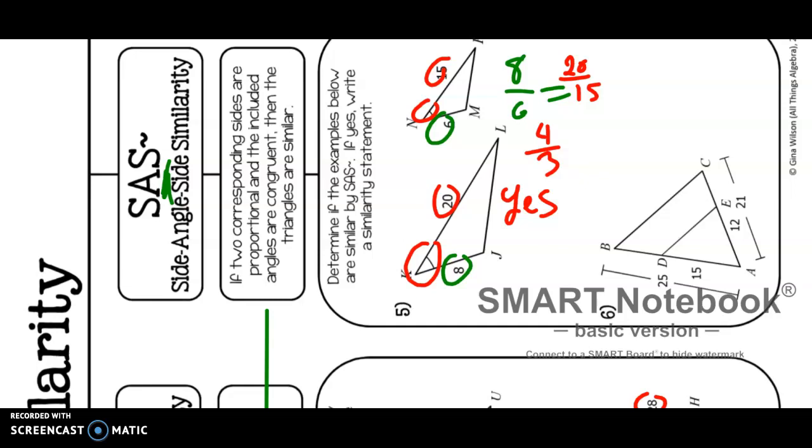Okay, so we'll do the same thing. This one's a unique one because if you look here, I have triangle ADE, and then we have triangle ABC.